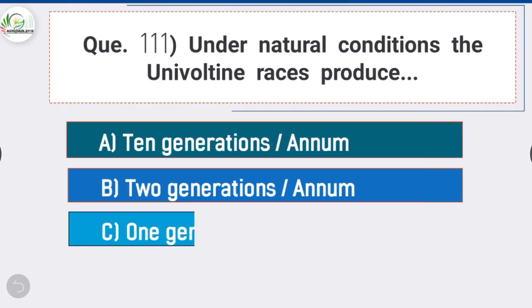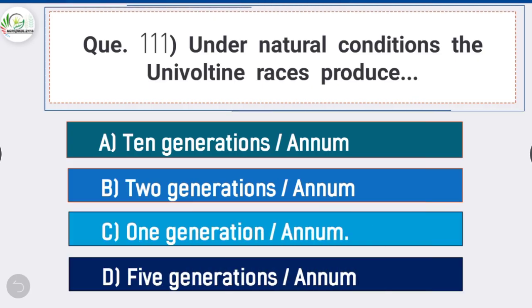Question number 111. Under natural conditions, the univoltine races produce, and the correct answer is option C, one generation per annum. Under natural conditions, the univoltine races produce one generation per annum.